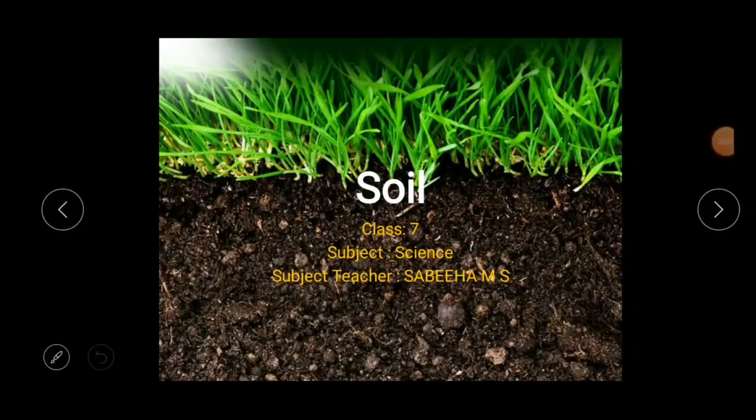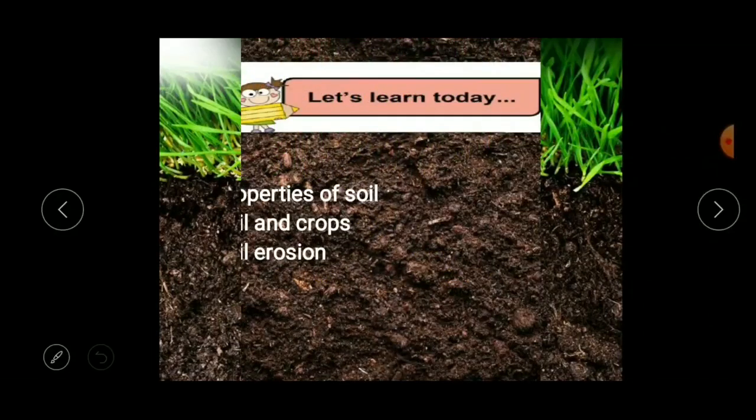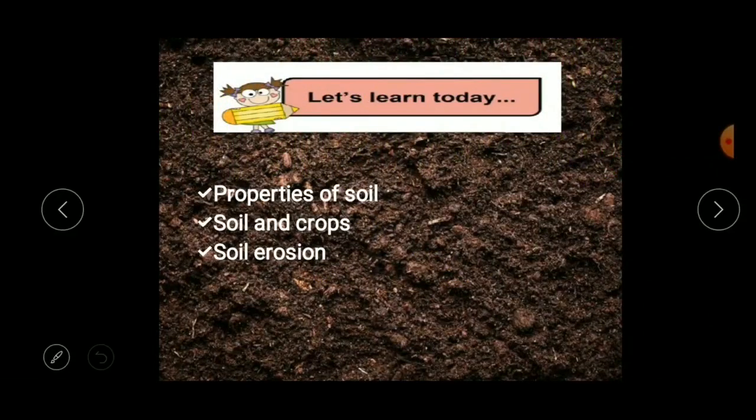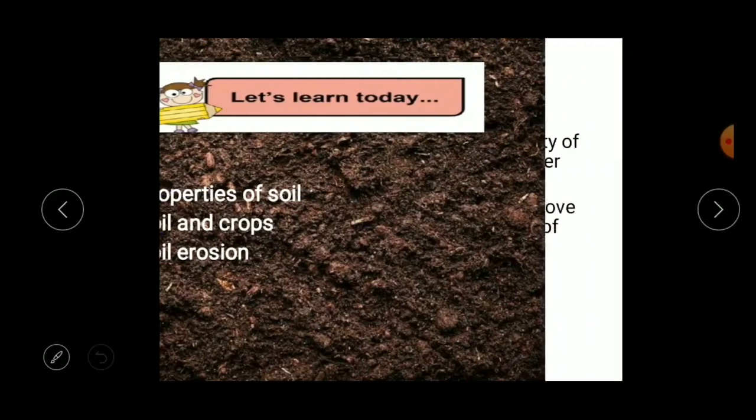Today in this class we are going to continue our same lesson of science, that is soil. In the previous class you learned what soil is, the importance of soil, the soil profile and types of soil. Today we are going to deal with properties of soil, soil and crops, and soil erosion. Okay, so let's start with the properties of soil.